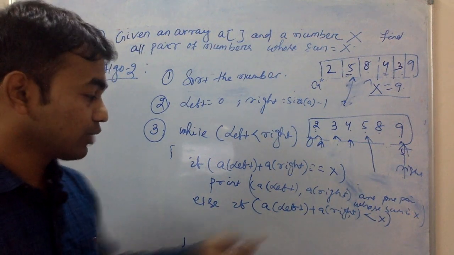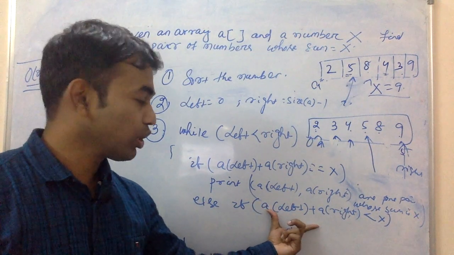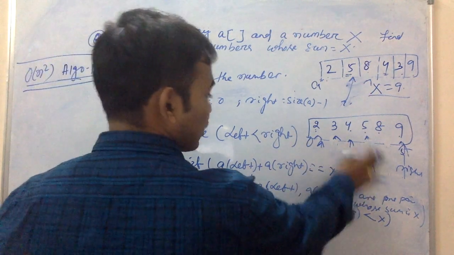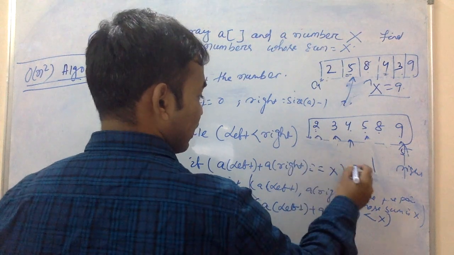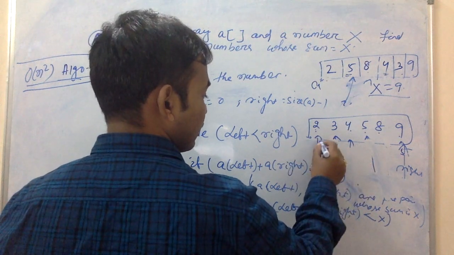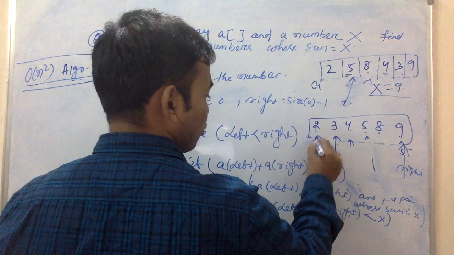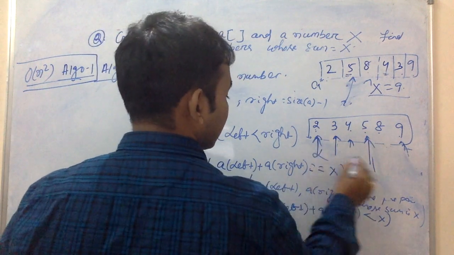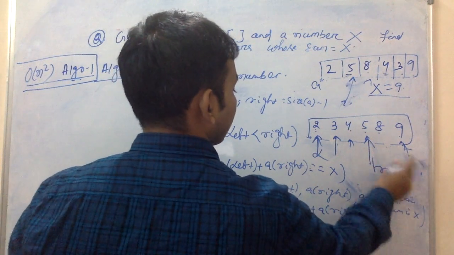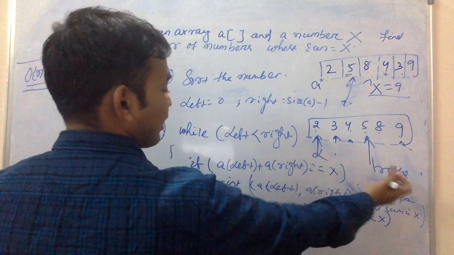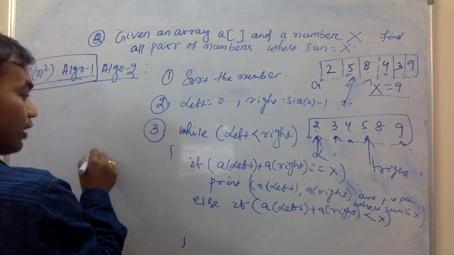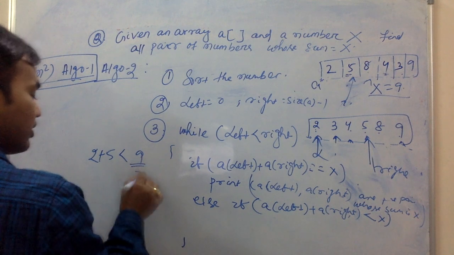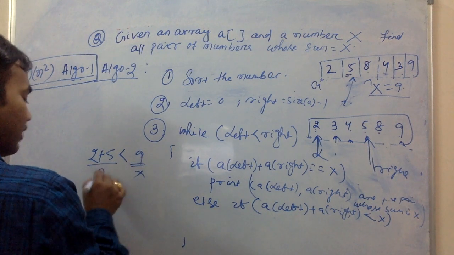Less than x means this is a smaller quantity, right? So I will take the example. Suppose, think about this situation. So 2 is here, suppose 5 was here. This was the situation, this was left, this was right. When we decreased, initially we decreased right 2 times, so a of 2 plus 5, which is less than 9, because x is 9.